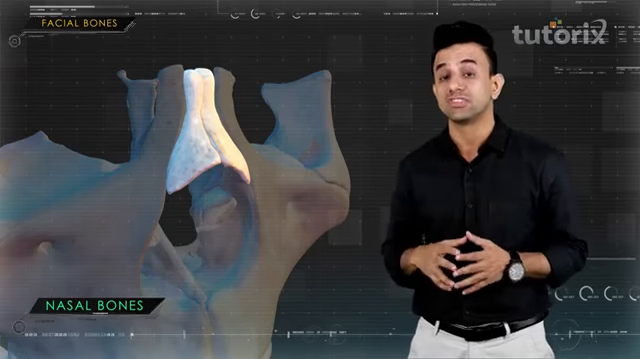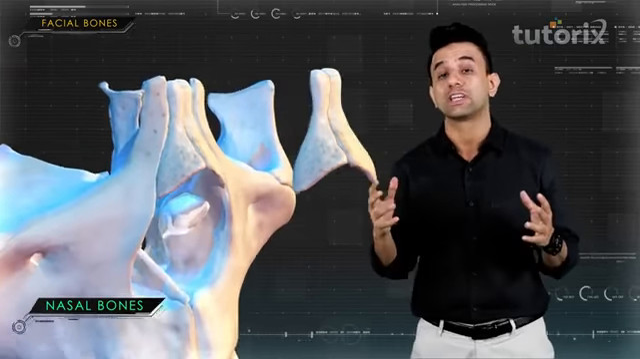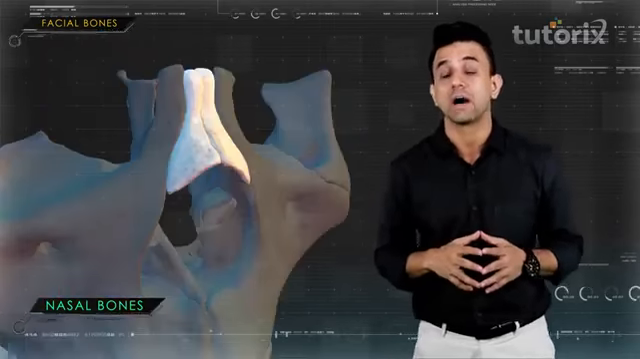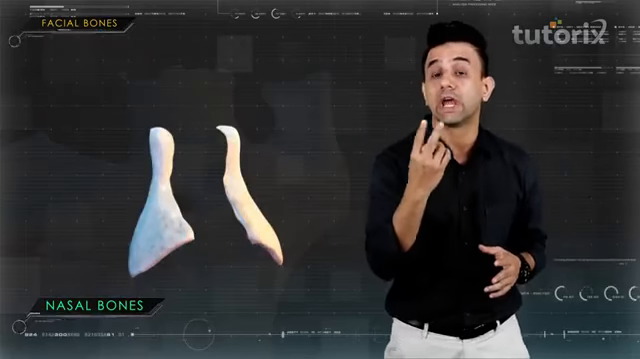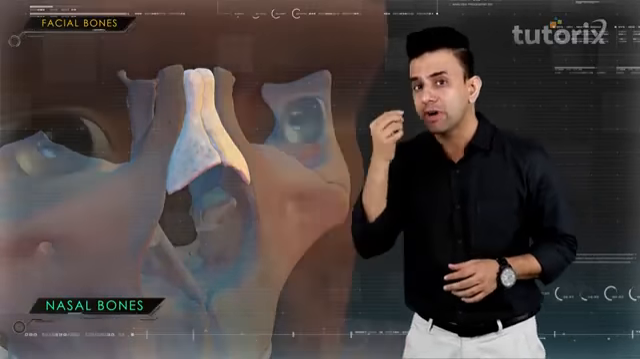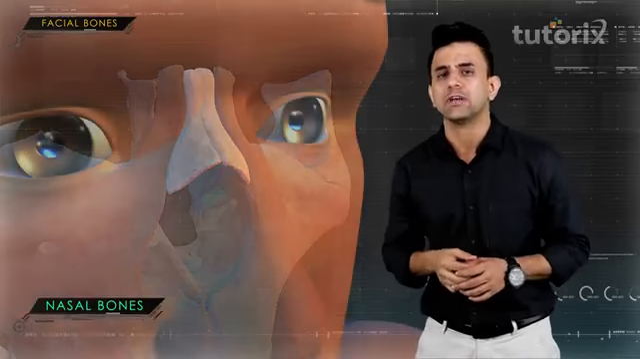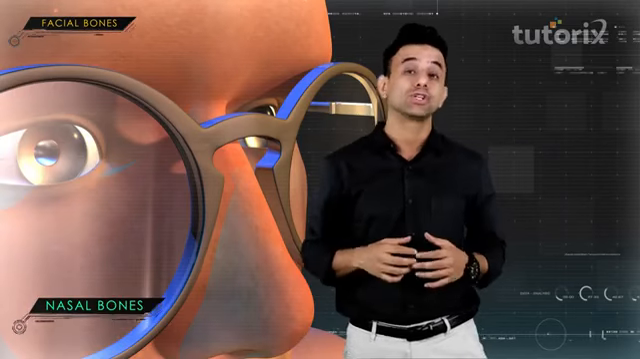The nasal bones are small and rectangular shaped bones, and these are paired, that is, these are 2 in number. Now these bones form the bridge of the nose, that is, they form the seat for the bridge of our glasses.